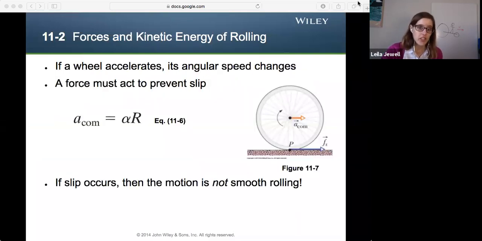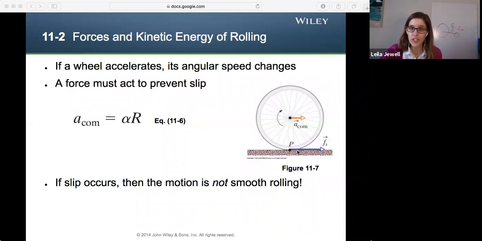Now, if a wheel accelerates, its angular speed is changing. So for a wheel, if you're at a stoplight and the light turns green, if you want to accelerate, you need some force so that you don't just burn out, right? If you just step on the gas, you'll feel your wheels, they might start to slip a bit. So in order to create this center of mass acceleration, a_COM, that's equal to the angular acceleration times r, again, that's an equation we saw last chapter, but now applying it here to the linear acceleration, we need a force to prevent your wheel from just sliding against the concrete.